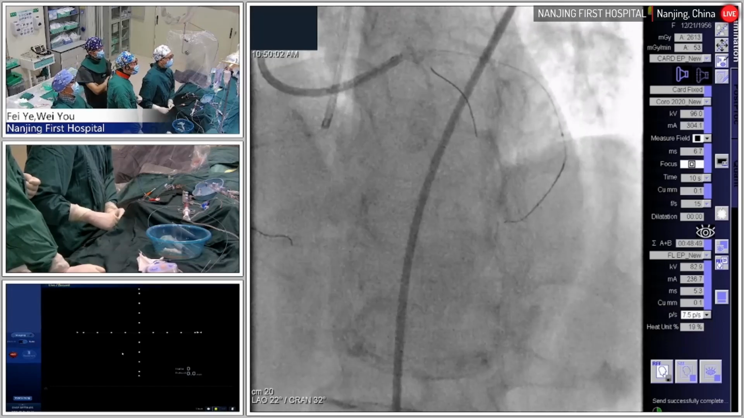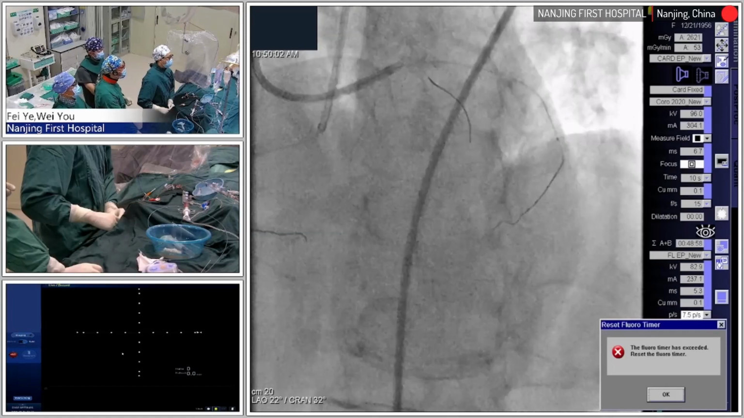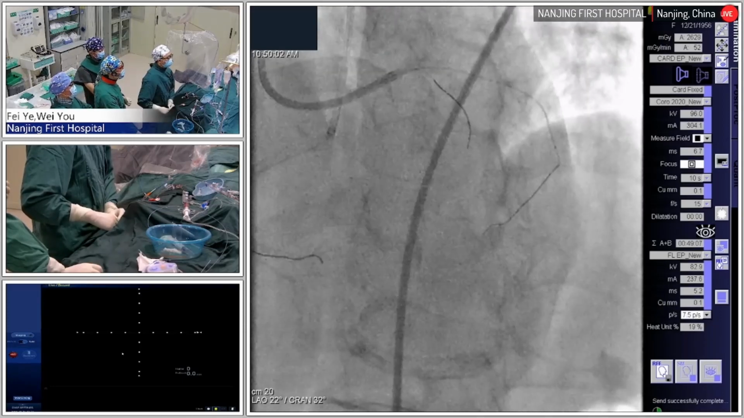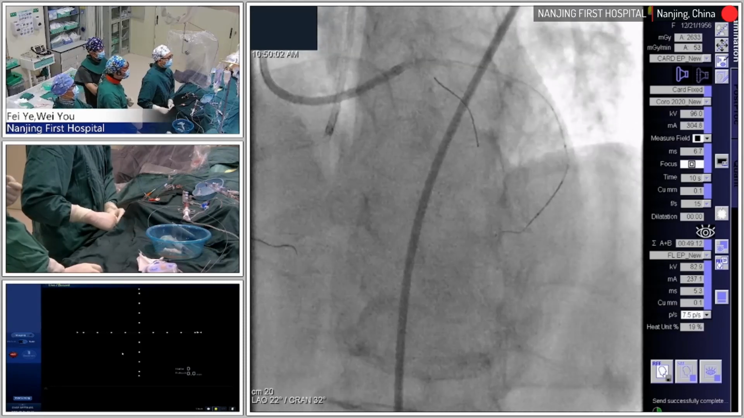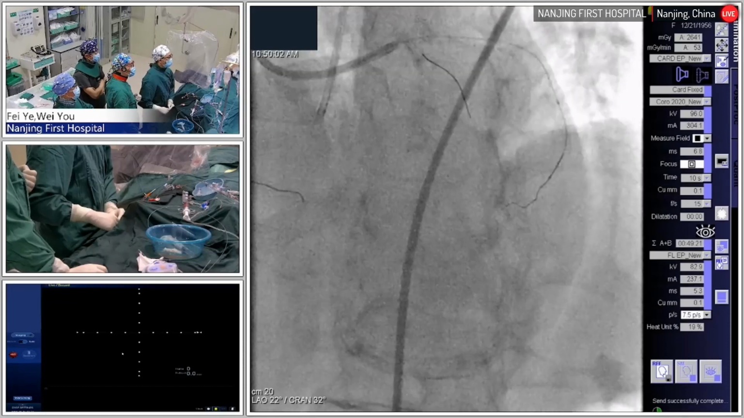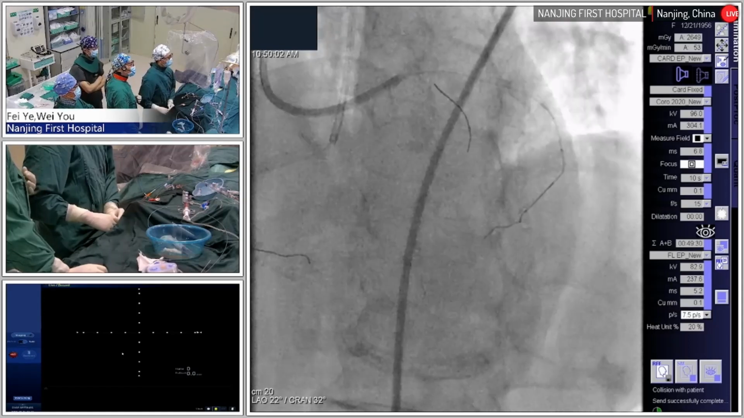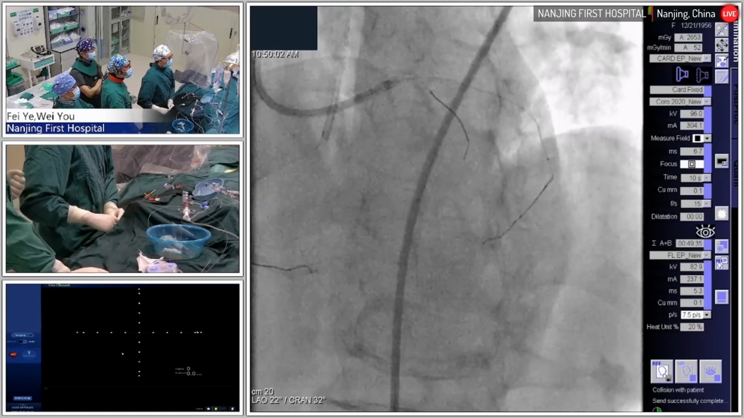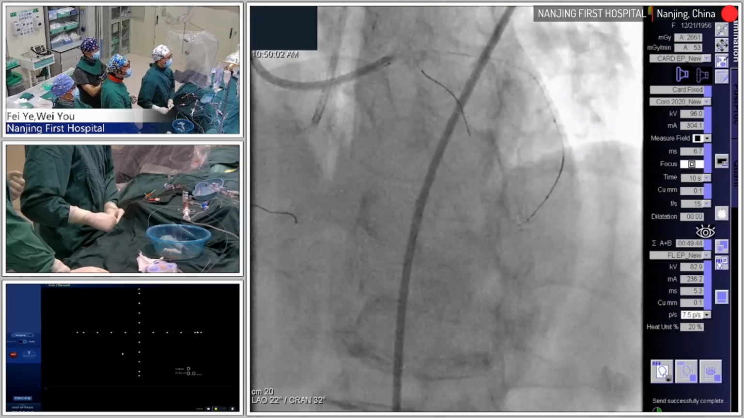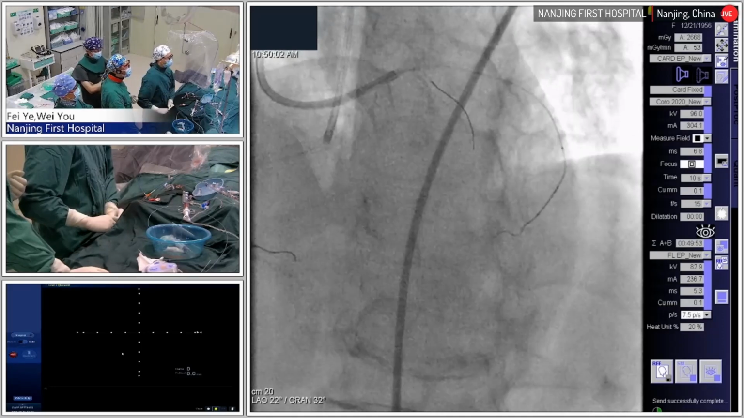If you find resistance here, you can push the microcatheter a little distal to get more support from the microcatheter. Because this is a 403, it's very safe. Very touchy. How do you think about the tip of the wire?